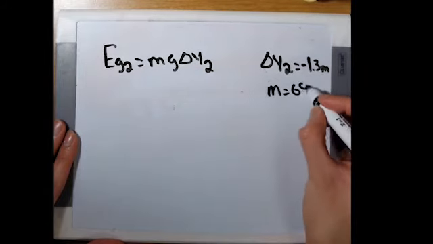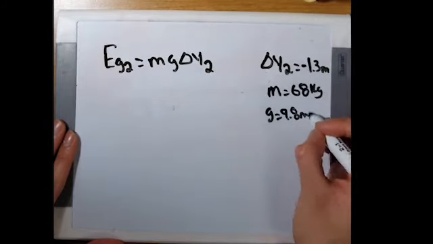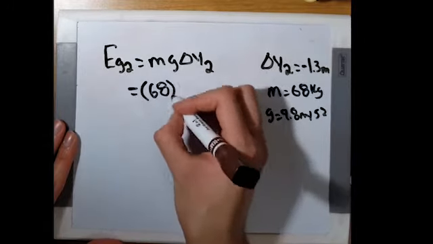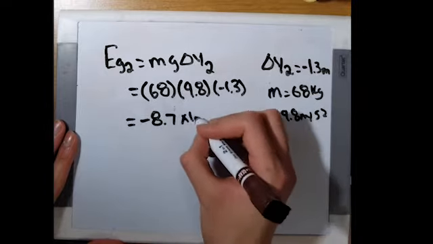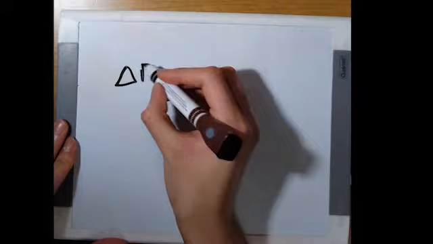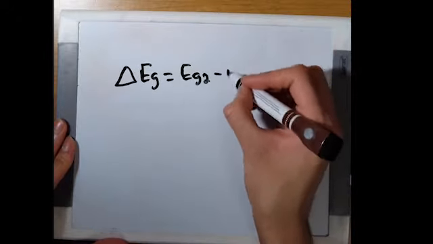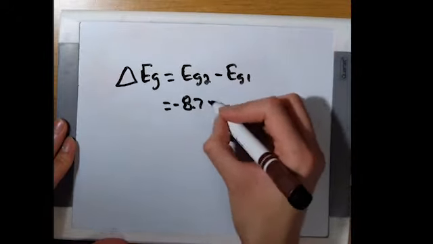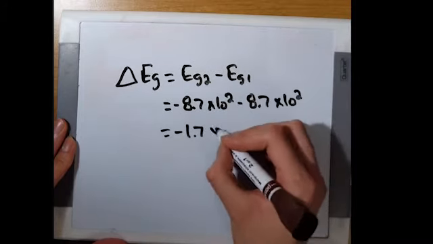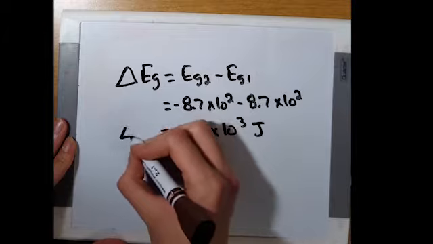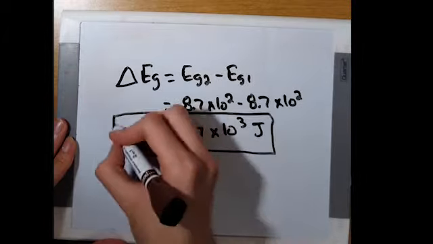Eg2 is calculated using the landing point, which is 1.3 meters below the reference point, which provides a value of negative 8.7 times 10 to the 2 joules. Now to solve for the change in gravitational potential energy, we subtract Eg1 from Eg2, showing that delta Eg is equal to negative 1.7 times 10 to the 3 joules. Comparing this to the Scientific American Journal, which says it can take up to 9,920 joules of energy to break a bone, our rider should be able to land safely.